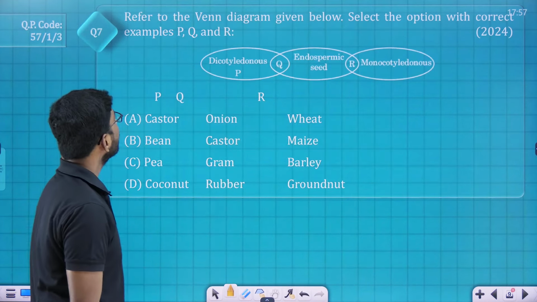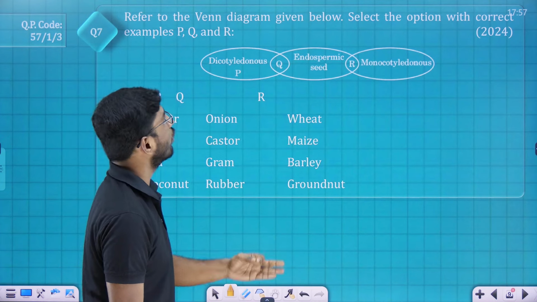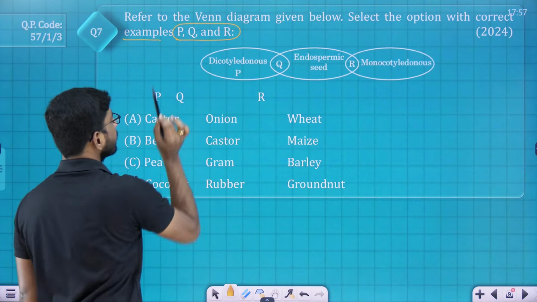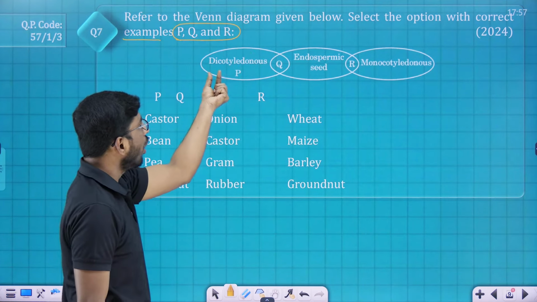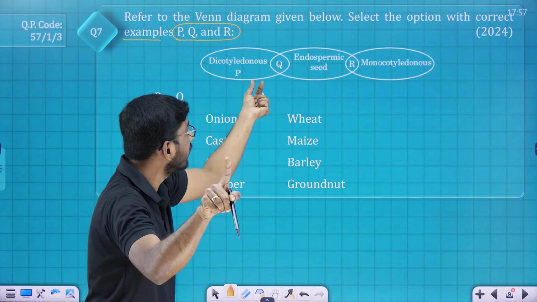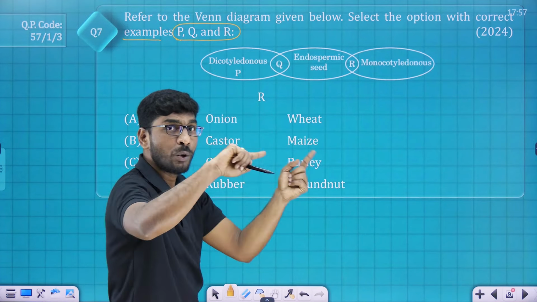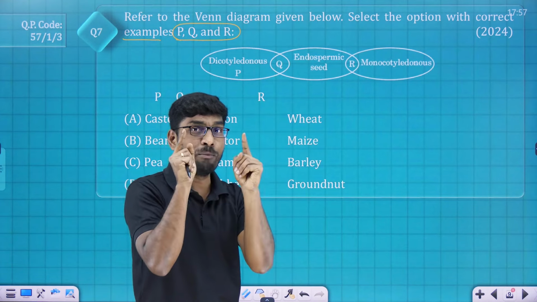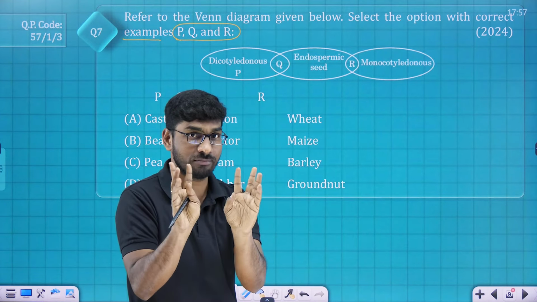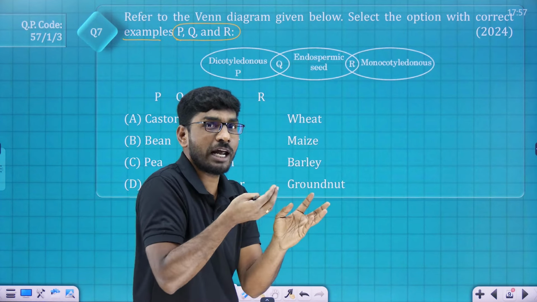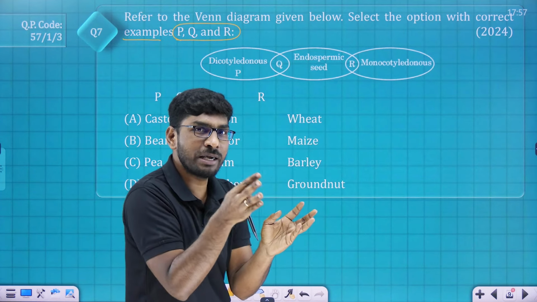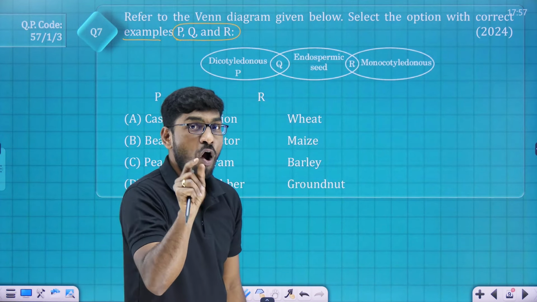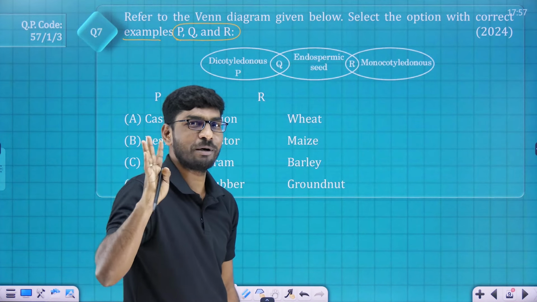Next question is, refer to the Venn diagram given below. Select the option with correct examples. P, Q, R dimension. Cotyledon, dicots. Dicot with endosperm. Castor. If you are able to recall, monocot, dicot seeds, right? Castor is a dicot with endosperm. Pea, gram, beans are dicot without endosperm, exalbuminous. Orchid is a monocot without endosperm.